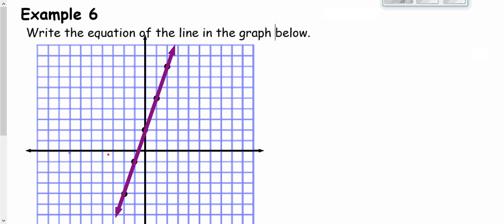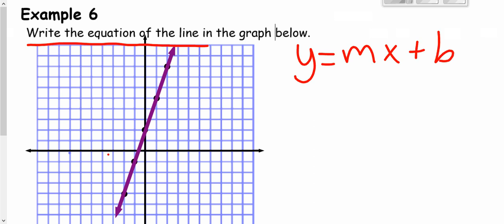So this one, again, it's asking us to write the equation of the line. That means y equals mx plus b, where again, what information do we have to find? We have to find m and we have to find b. I always like to start with b. So b stands for the y-intercept. We've got to look at where it crosses the y-axis, and it crosses right here. If we start at the origin, we are going up 1, 2, so our y-intercept is a +2.